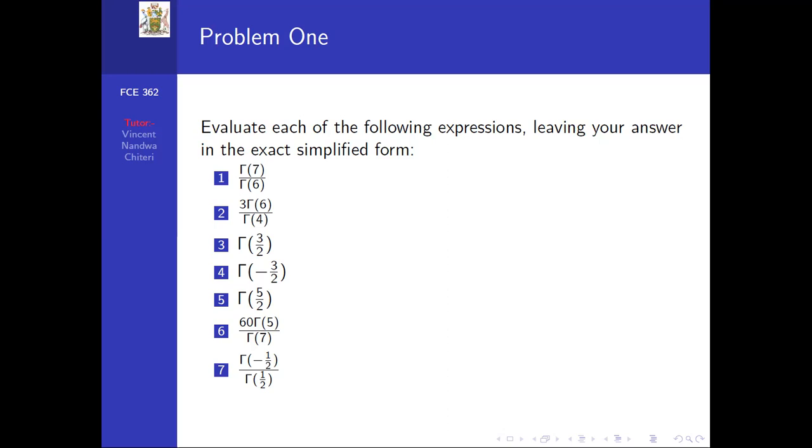So in all these problems, it's assumed that you take the value of gamma of a half to be square root of pi. We will actually provide the proof of that given identity as we proceed in our discussion of this topic. So let's go through the solutions of each of these parts.